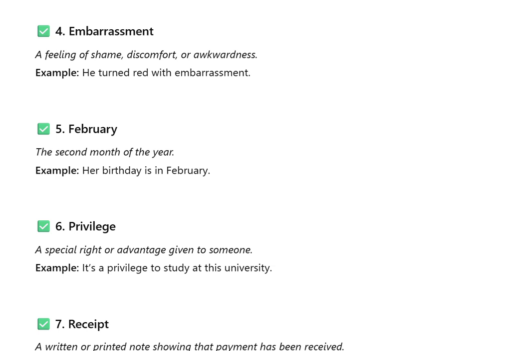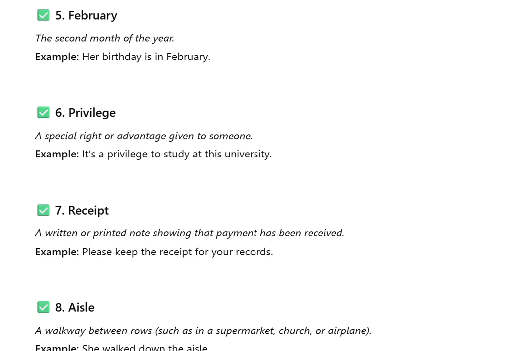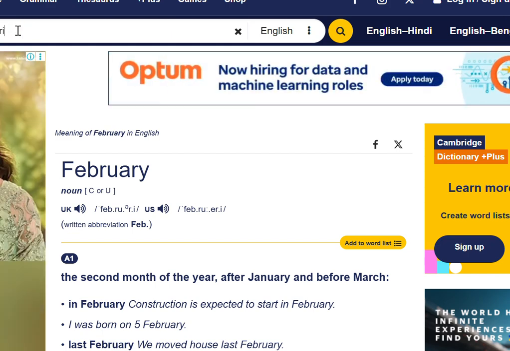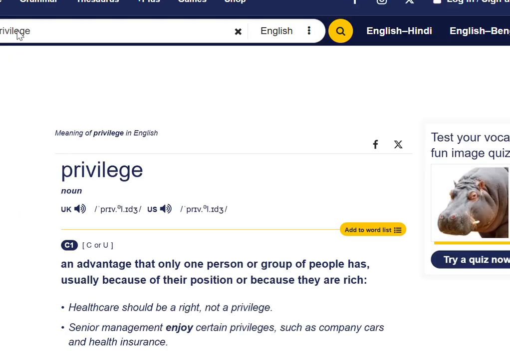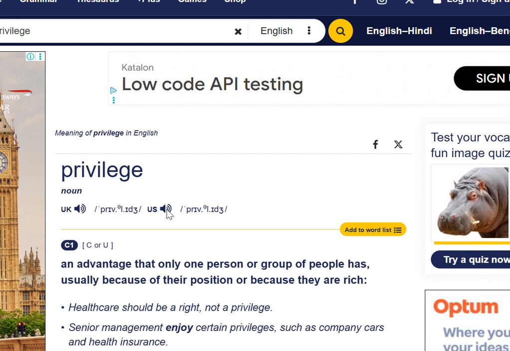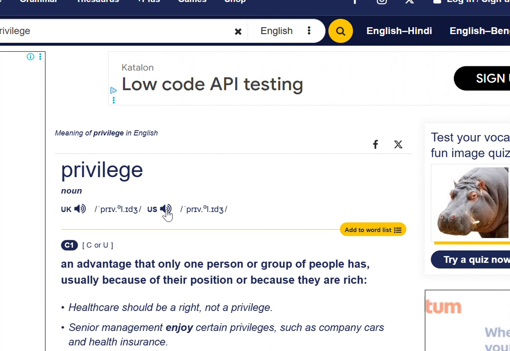This is really one of the misspelled words. Okay? Please practice the spelling, pronunciation, how to use the word, everything. February. Next one is privilege. So most probably, I hope everybody would know this word, right? This word, the stress is on the first syllable. Privilege.